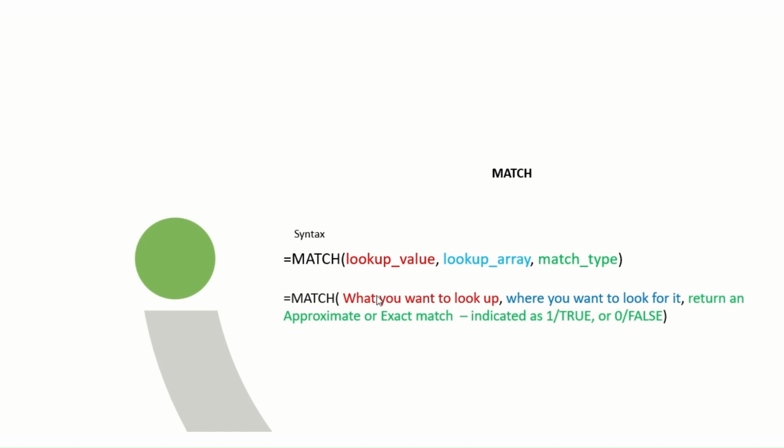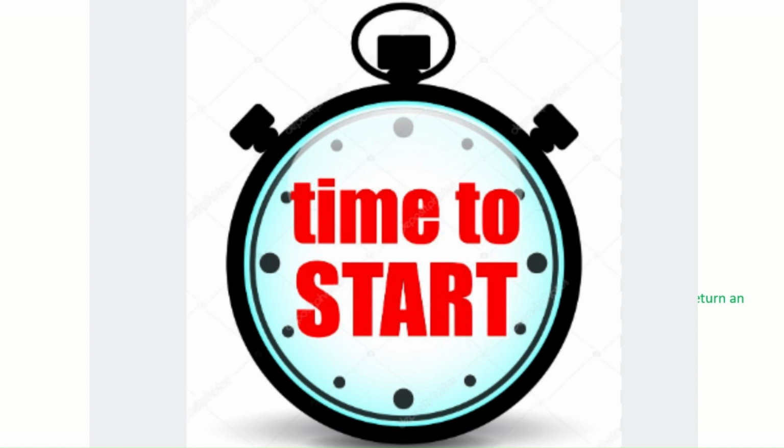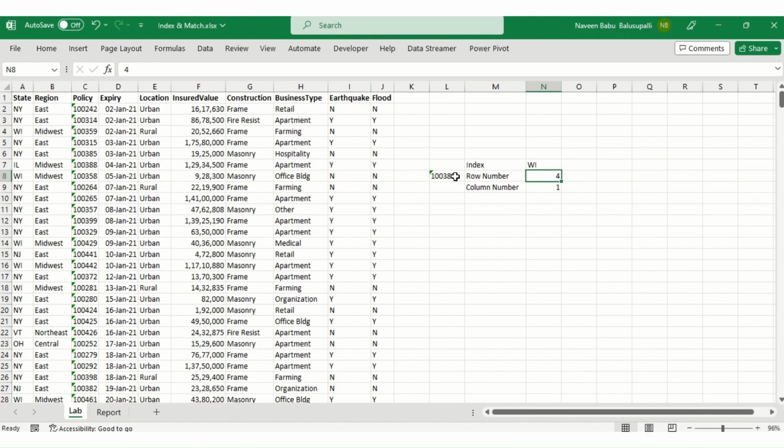Lookup value means what you want to look up. Lookup array means where you want to look for it. Match type means exact match or approximate match, like that. Okay, let us start with the MATCH function. Here I will find the row number for this policy number.